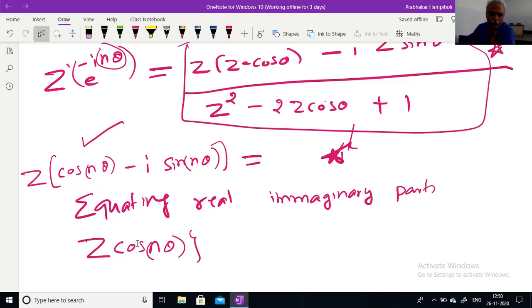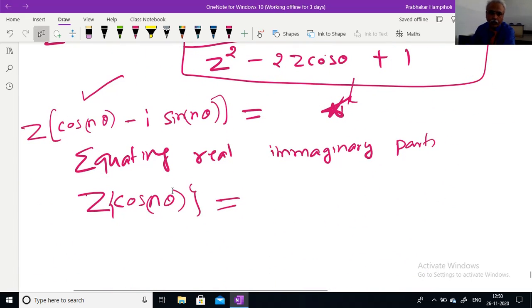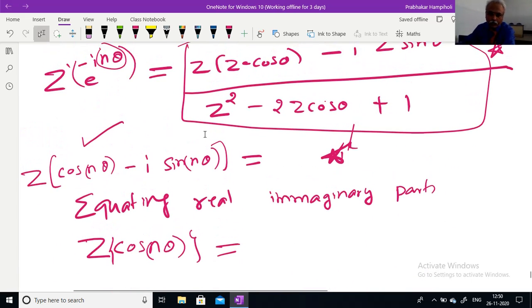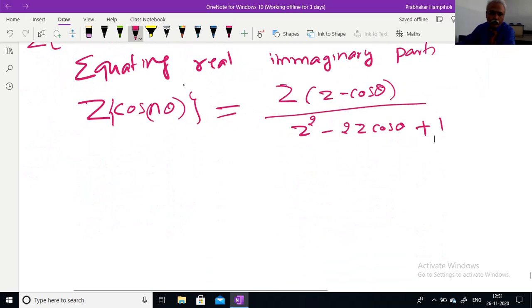and that is going to be the real part is the first term divided by the denominator. First term divided by denominator. So what is the first term? Z into bracket z minus cos theta, whole divided by z square minus 2z cos theta plus 1. Second one, if you equate the imaginary part to imaginary part, hence this is the proof asked.